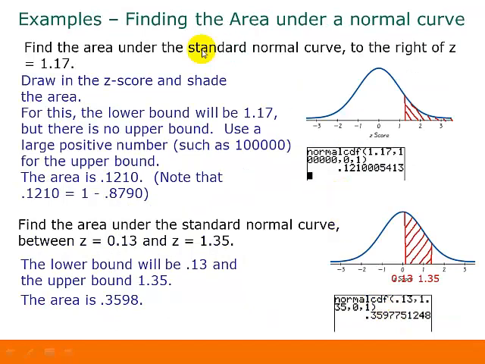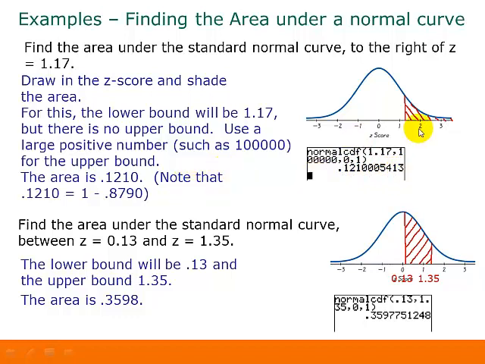Let's do a couple more examples. Now let's find the area under the standard normal curve to the right of z equals 1.17. So here again we've got 1.17 and I've shaded to the right of that. So this time our lower bound is going to be 1.17, and now we don't have an upper bound that's a number, so we're going to use a very large positive number, something like 100,000. If you put these values into your calculator, you will get an answer of 0.1210.